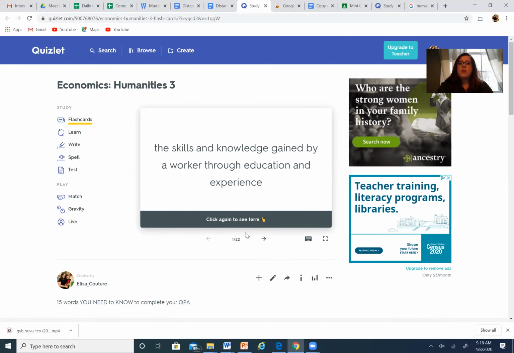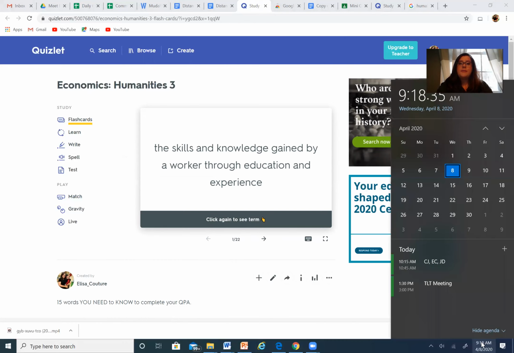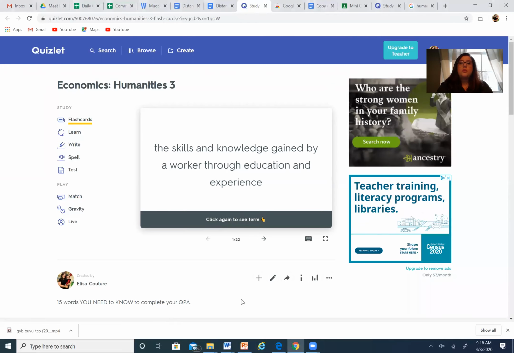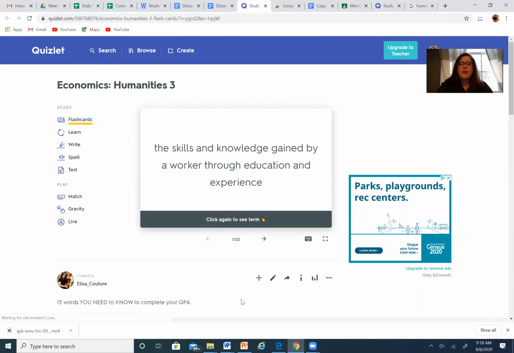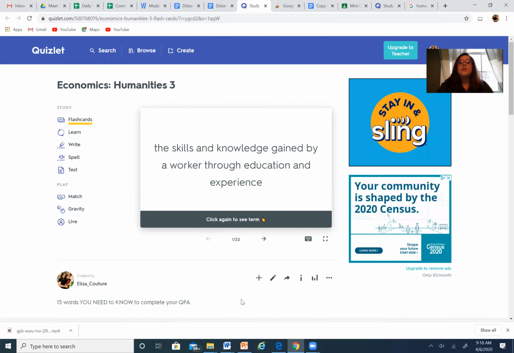So there are 22 terms in total, not totally overwhelming. And the quiz itself will take place on Monday, which is April 13th. So we have several days, about 5 days before you have to take that quiz for part 1 of the QPA. That does include weekend time, but again, it's 22 words. So if you learn 5 of them, then most of them you're already going to know, and I'm totally confident that you're going to do awesome on this, all right?